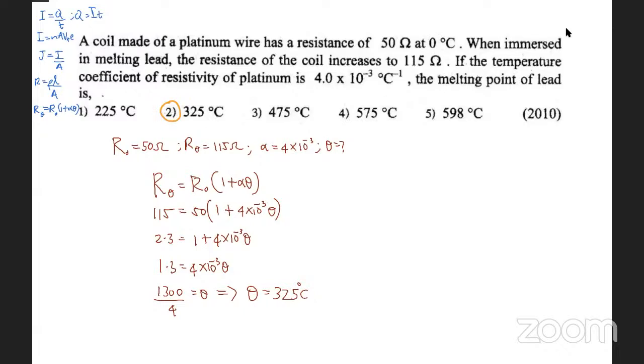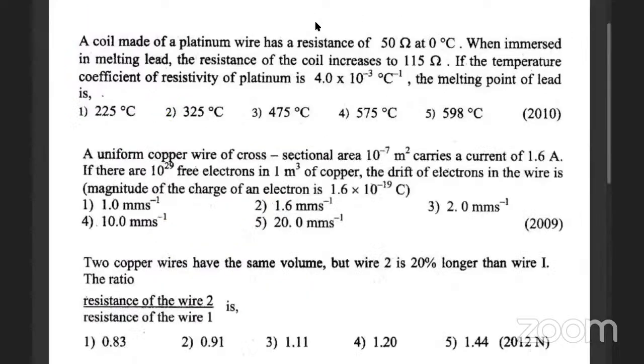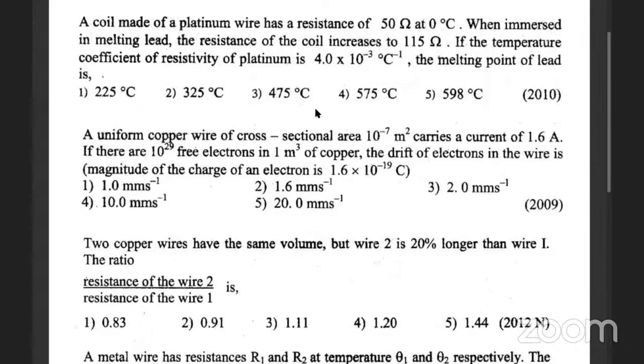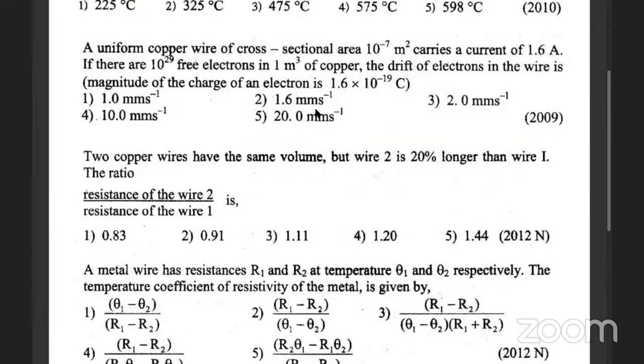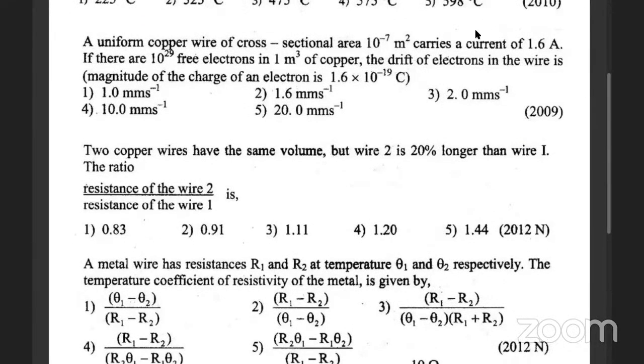And then moving on, next one. So the next question is probably about the transportation equation, because I can see they are asking for the drift velocity of electrons. Let's quickly have a look at it.